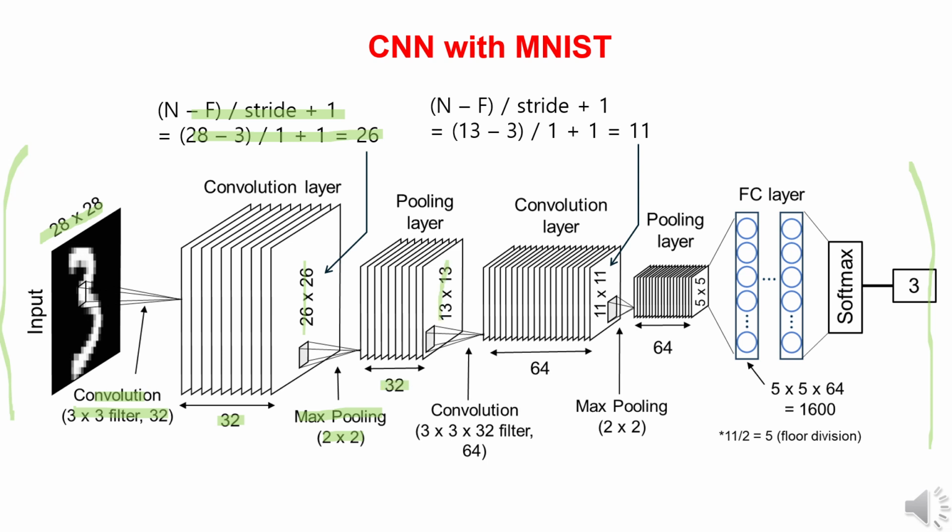Then we apply 64 3 by 3 filters with a stride of 1, resulting in an output of 11 by 11 by 64. Again, using 2 by 2 max pooling without padding, the output becomes 5 by 5 by 64. Finally, this output is flattened into a one-dimensional vector of 1,600 values, which is passed into a fully connected layer. At the output layer, we use the softmax activation function to perform classification.